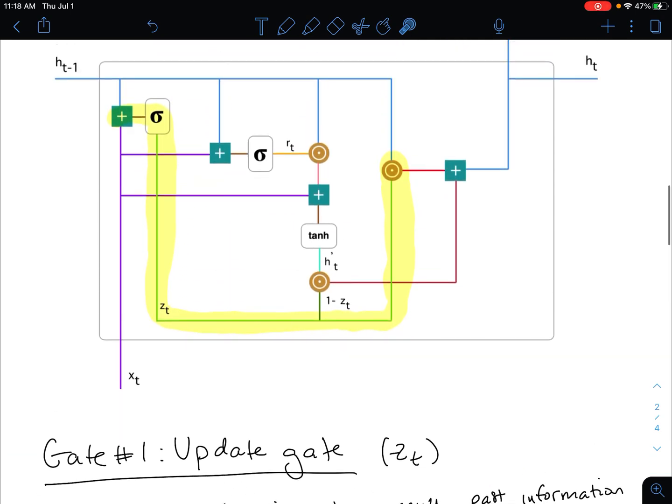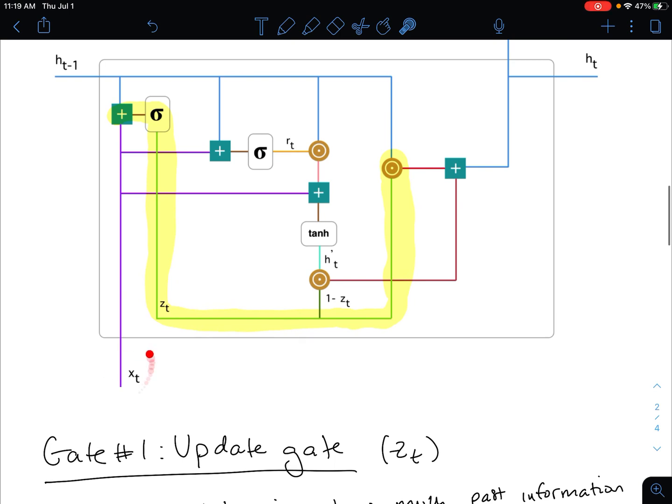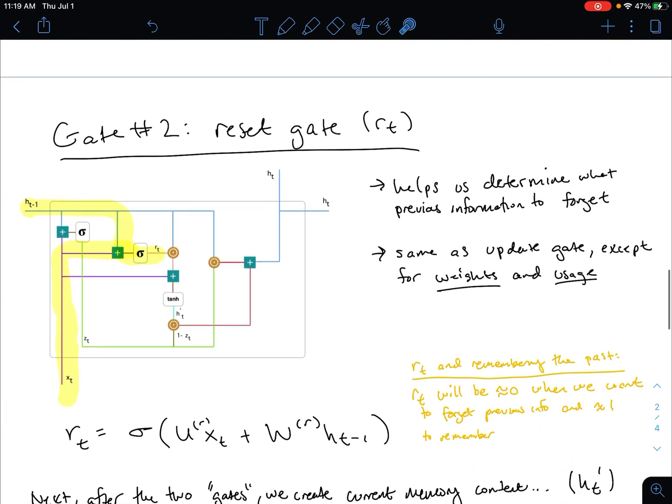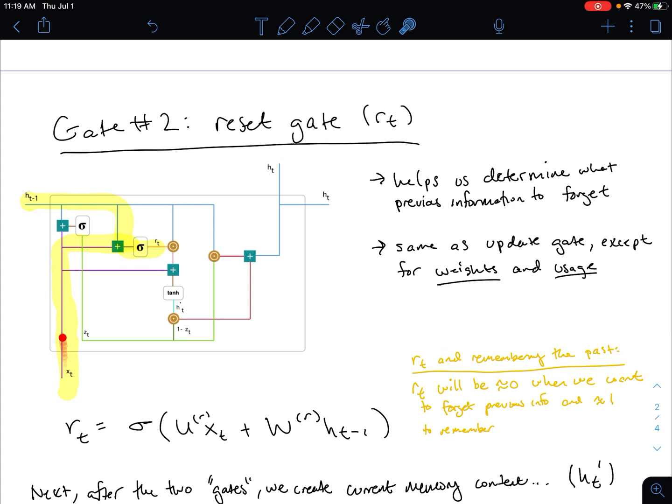And the next gate is going to be called the reset gate. So we just talked about the update gate, which tells us how much past information we need to forget, given the new context of the new input. Now we're going to talk about the reset gate. The reset gate, highlighted here, looks exactly like, and it is exactly like, the update gate from part 1, except its usage is going to be completely different.